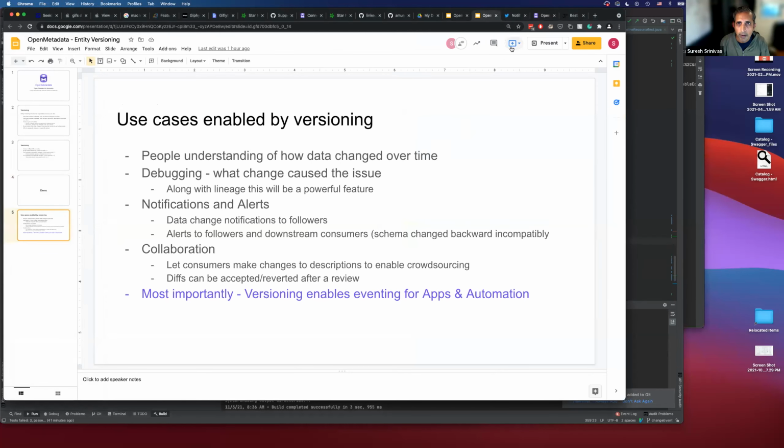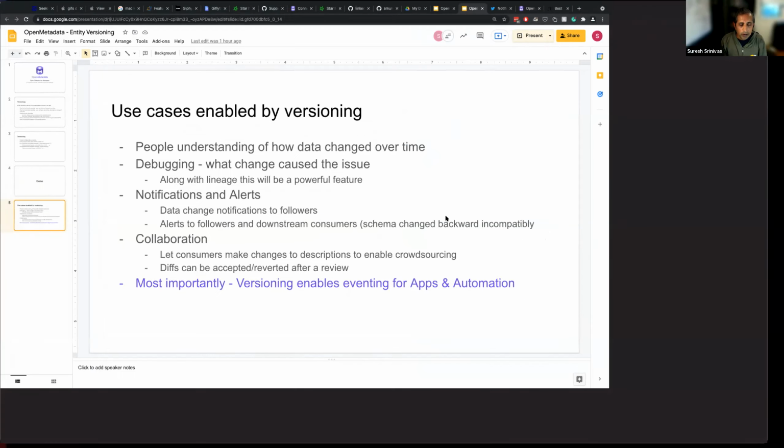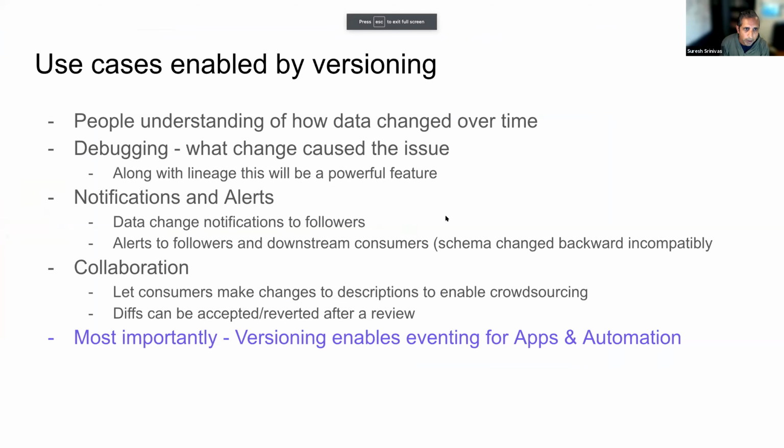Why did we add this? It's actually a complex functionality on the server side. So why are we adding this? Clearly, as we showed in the demo, people can now understand how data has changed over time, right? Understanding that will help in debugging, right?